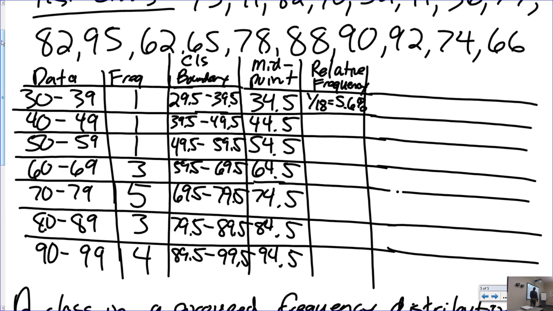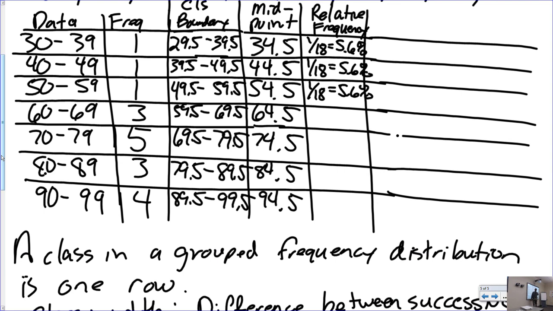Entirely up to you. So what's the relative frequency of the 40 to 49 class? Same. If the stuff is the same, folks, don't recalculate it. Just, you know, copy it, right? Since the frequency in each one of these is 1, run with it. How about the 60 to 69 range? 3 out of 18. Simplify that fraction. 1 over 6, which is 0.166666666. Approximately 16.7%. How about 5 18ths?